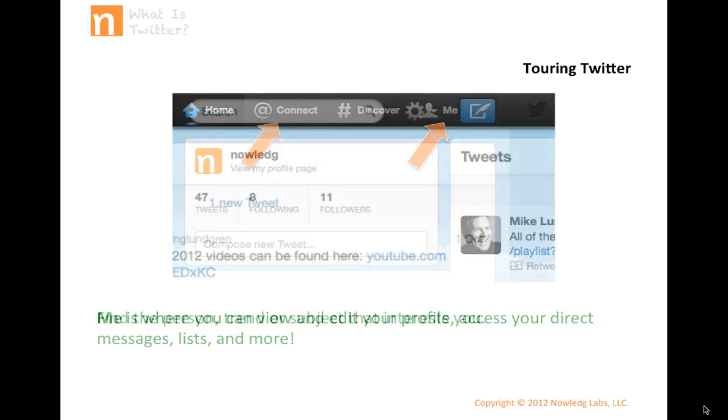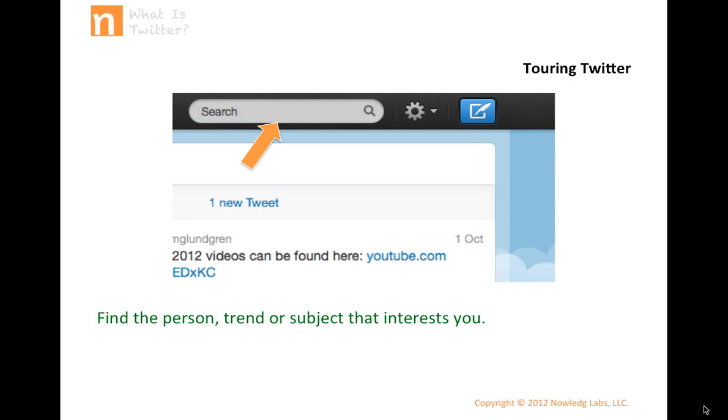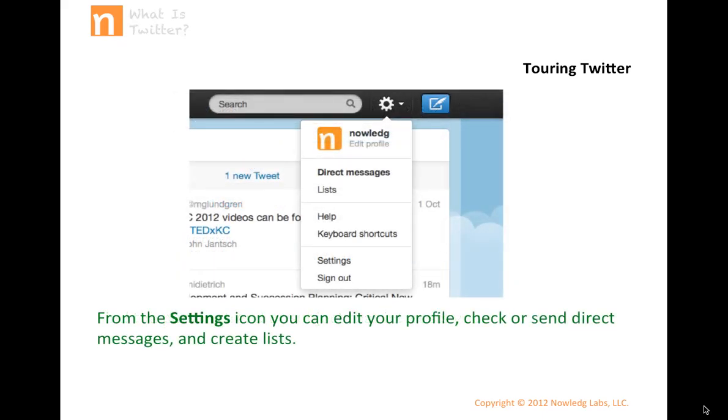So if we go ahead and turn to the next slide, we can see that Twitter has a great search utility. I can find a person, a trend, or a subject that interests me. The next little wheel over is the settings icon, where you can edit your profile, check or send direct messages, create lists, learn keyboard shortcuts, or change your account settings.